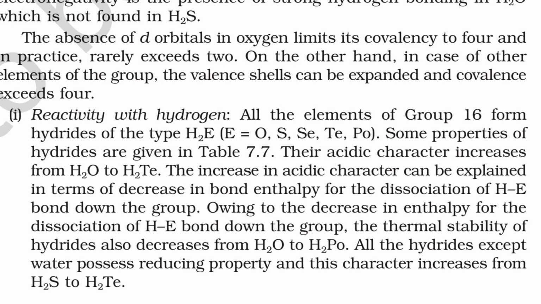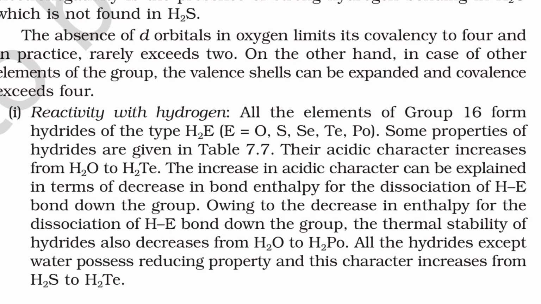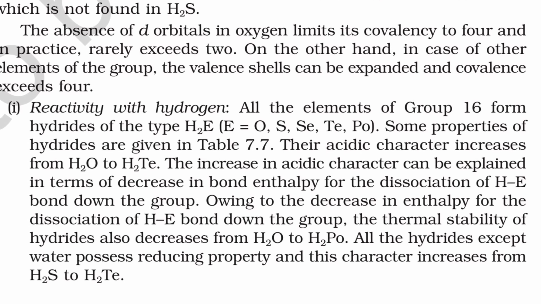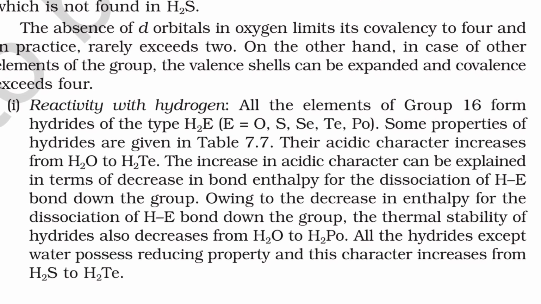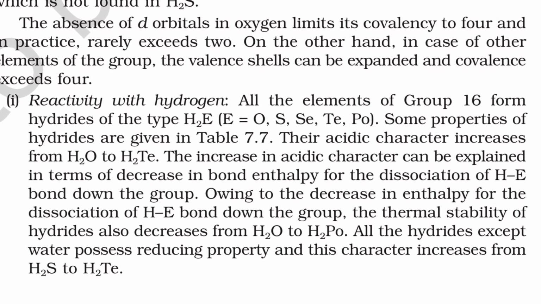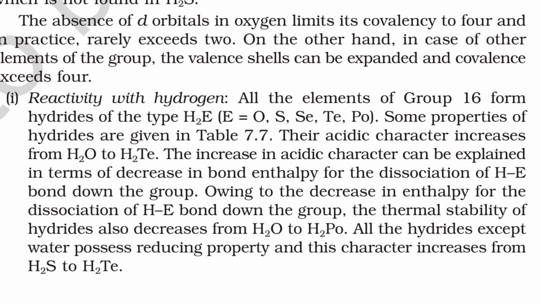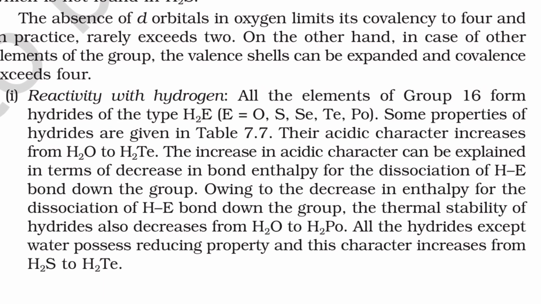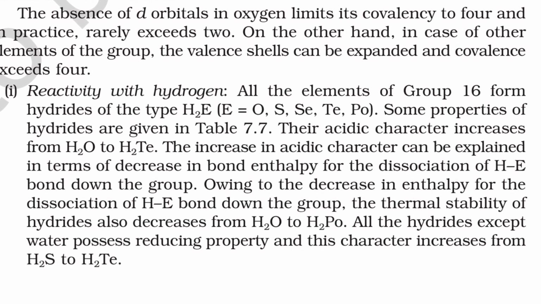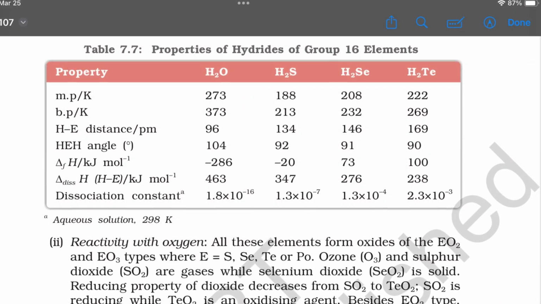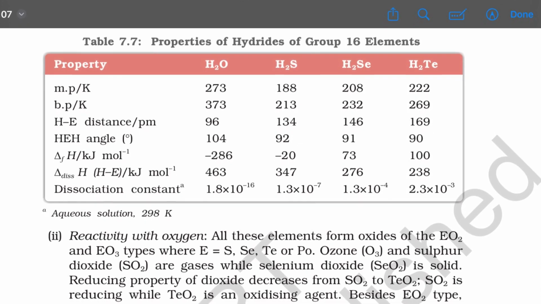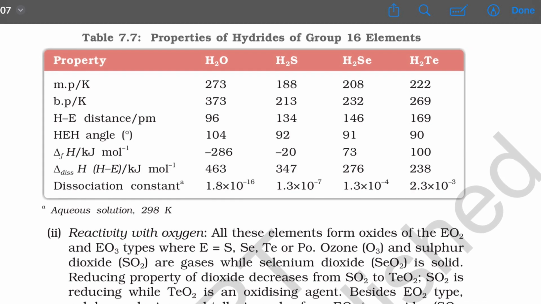Owing to the decrease in enthalpy for the dissociation of H-E bond down the group, so bond energy decreasing, the thermal stability of hydrides also decreases from H2O to H2Po. As bond energy decreases, thermal stability also decreases. All the hydrides except water possess reducing property, and this character increases. Reducing property is increasing, and water is not a reducing agent, so this property is stable. Melting points: water is highest because of hydrogen bonding. Then from H2S to H2Te increasing.